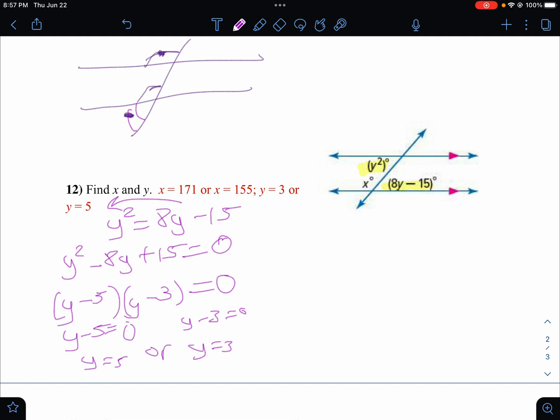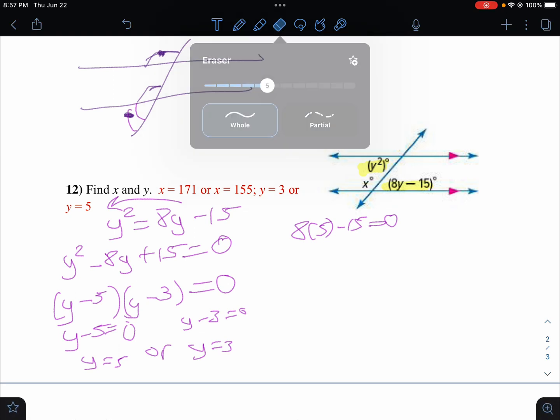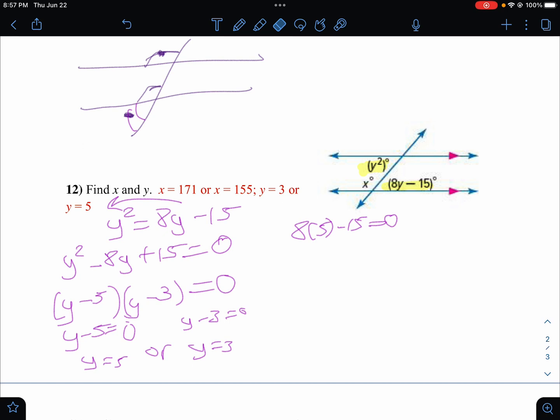I'll do 8y minus 15. So I'll go 8 times 5 minus 15. Sorry about that. So 8 times 5 is 40. 40 minus 15 is 25. Well, if y is 5, then that means this angle would be 25.